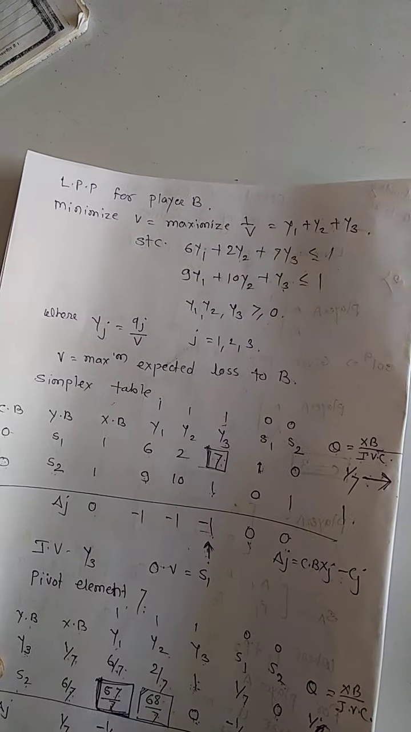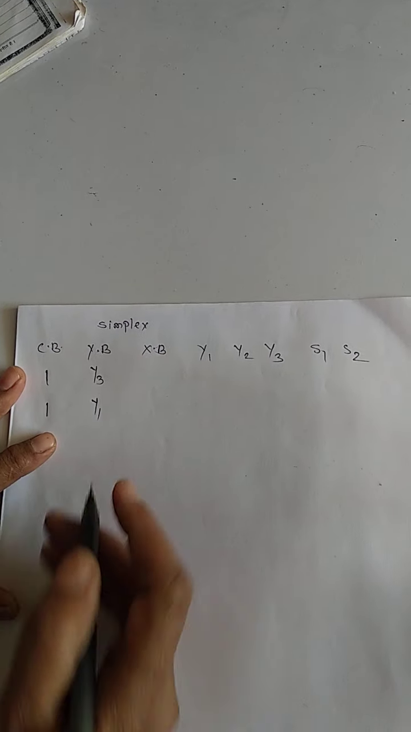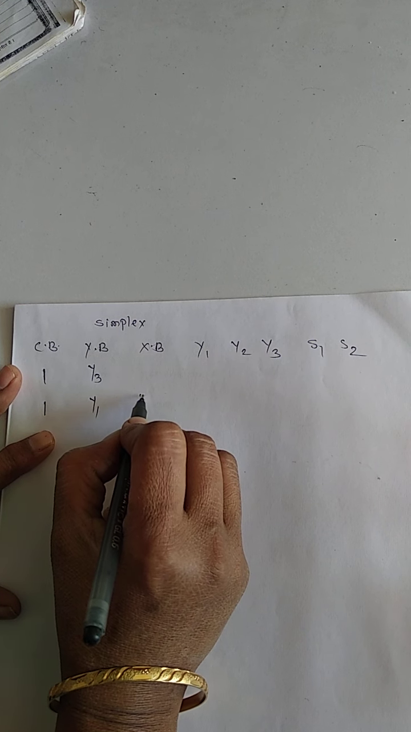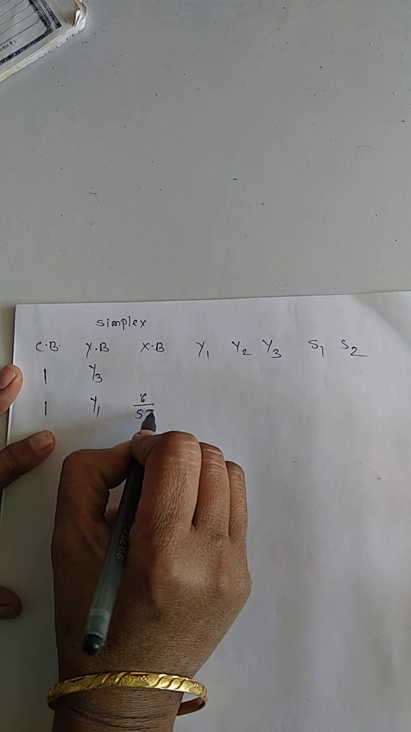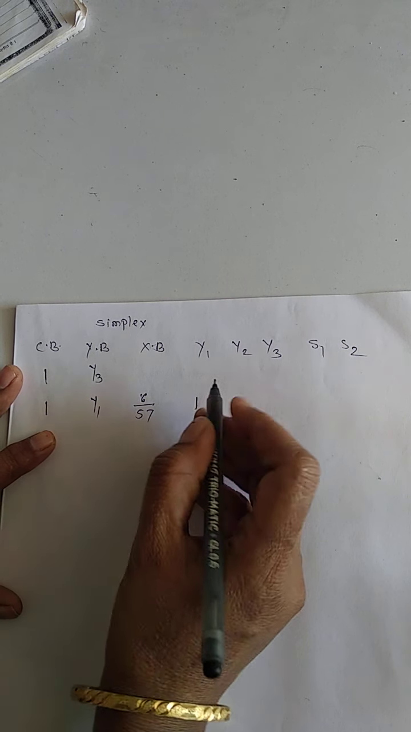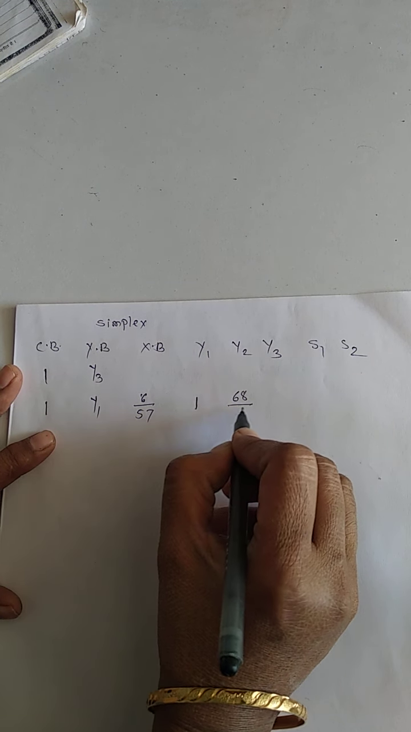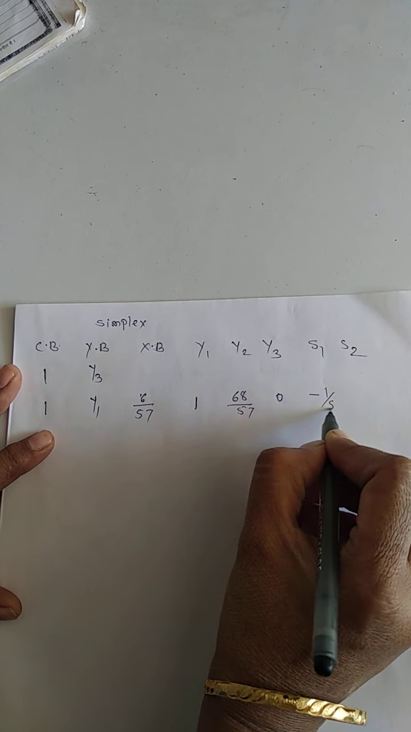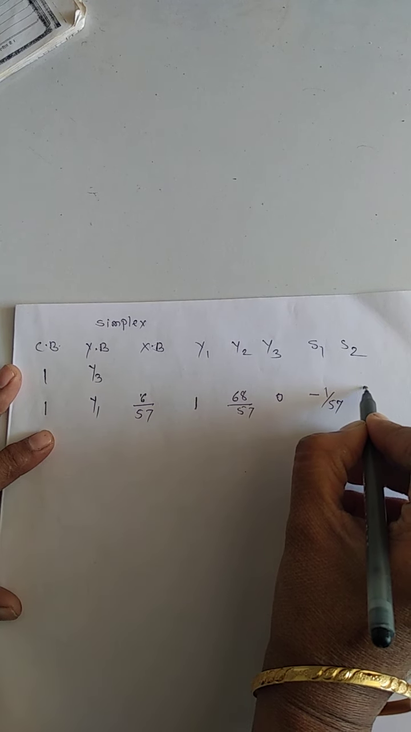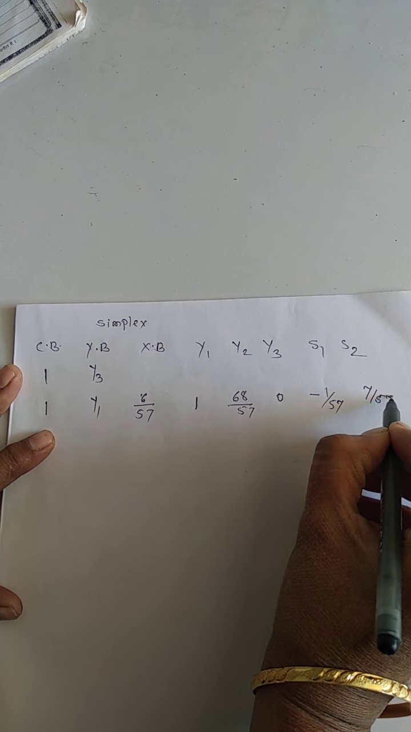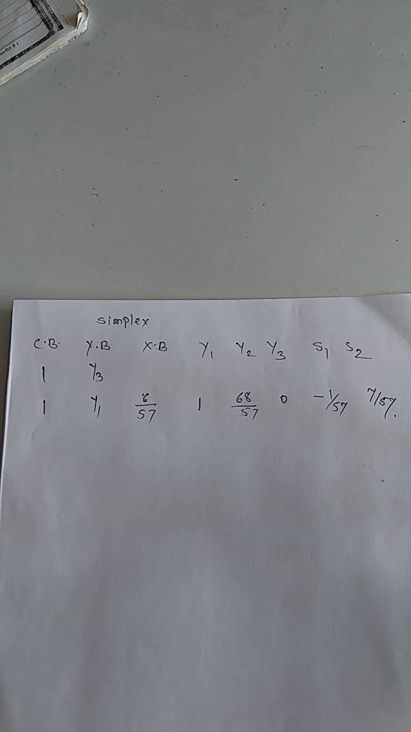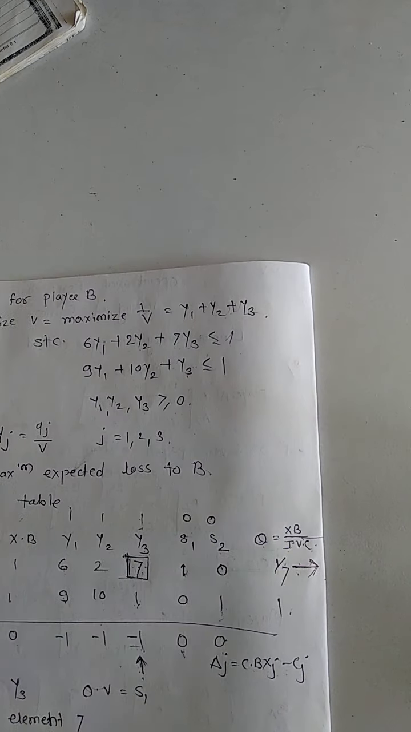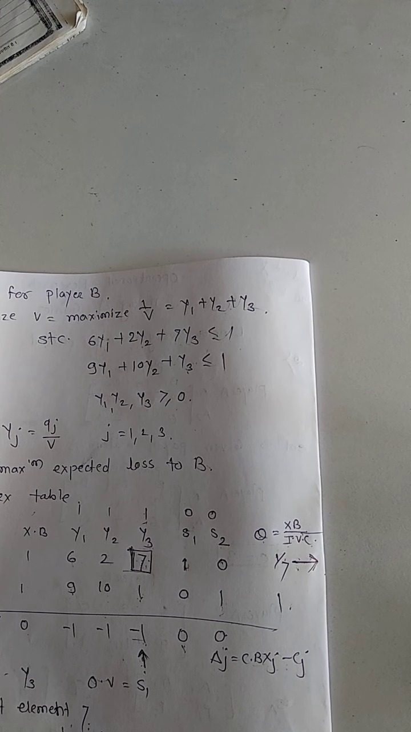Then value of S2 is here 6 by 57, 1, 68 by 57, 0, minus 1 by 57. And that is 7 upon 57. And above this key element becomes 0. Therefore, here in value is 6 by 7.